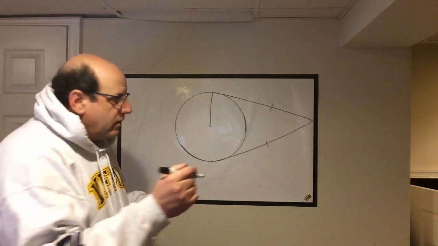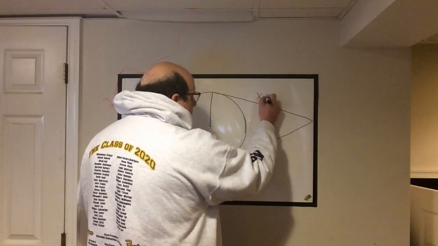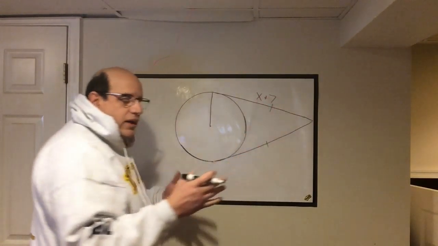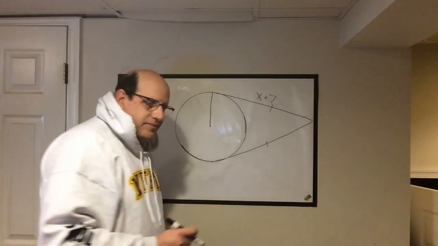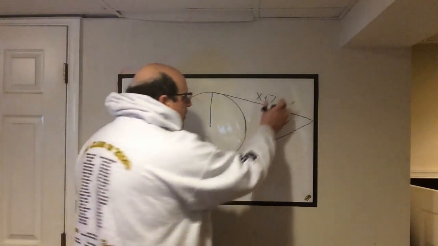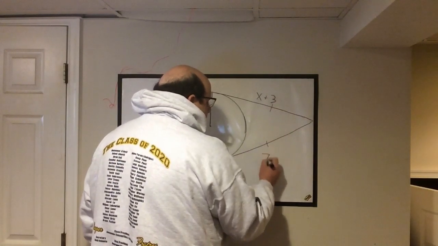So this is the first one on the page. Says this is x plus 7. Here we go, expressions again, great. I lied. I apologize. It's x plus 3 and then 7 down here.